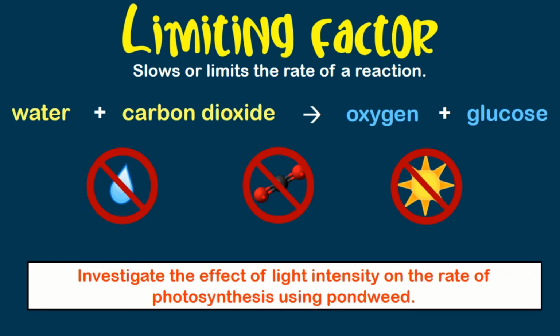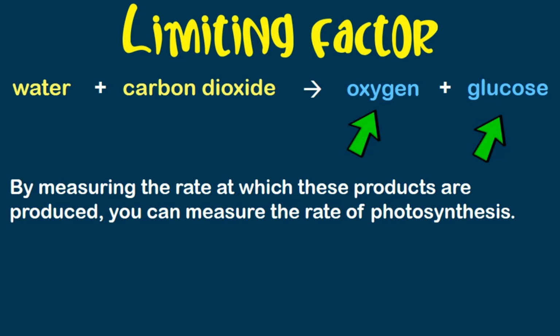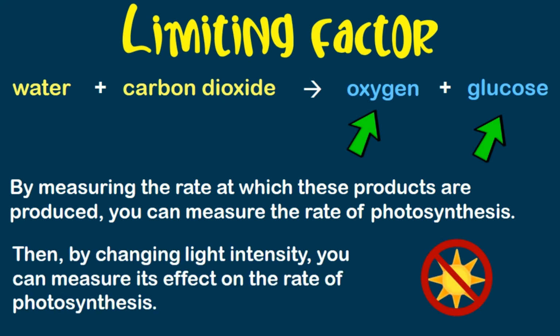And this RPA looks at the effect of light intensity on the rate of photosynthesis using a plant, very legal, called a pondweed. So let's talk about how we might do that. How could we measure the effect of a limiting factor? You can see I've got two arrows pointing at oxygen and glucose. If I can measure how fast those things appear, I could measure the rate of the reaction. For example, if I know oxygen's appearing really, really fast, then I know the reaction's happening quick. If it's appearing very slowly, I know the rate of the reaction is less, it's slower.